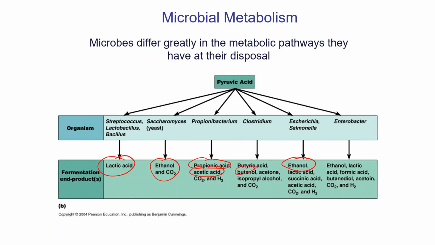We've got butanol, isopropyl alcohol, that's rubbing alcohol. Acetone is nail polish remover. So a lot of these fermentation products are basically products that humans use for a lot of different things, food and otherwise.